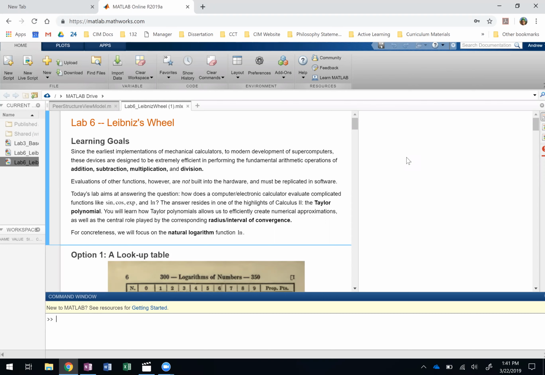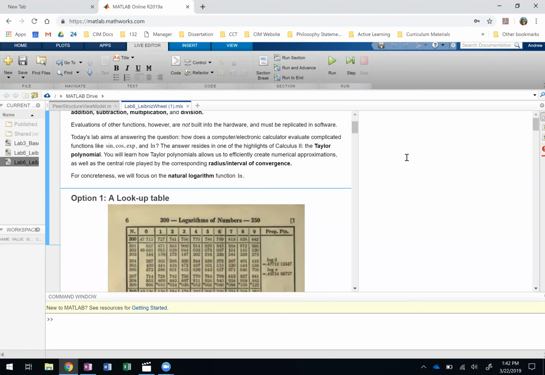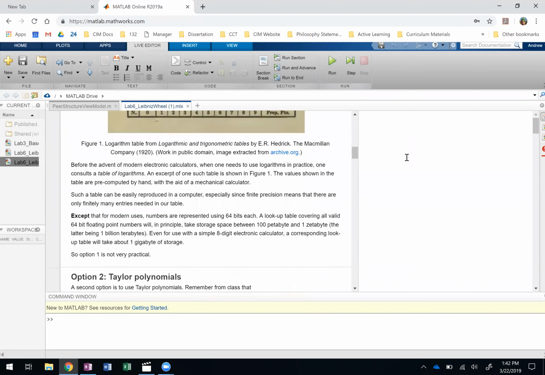So first of all, let's situate ourselves on what the point of the lab is. Well, the lab is to get a sense about how a computer would calculate values of functions like sine, cosine, exp, which means e to the something power, like e to the fifth, or the natural log function, like finding natural log of 2, which is the focus of this lab. And this is going to draw on the use of Taylor polynomials and the radius of convergence, or the interval of convergence. So hopefully you read that background.